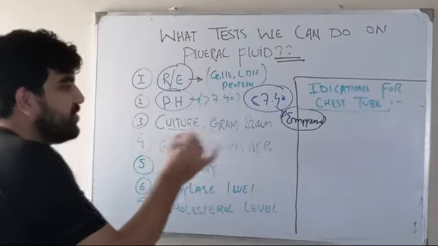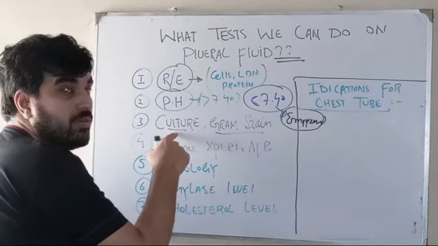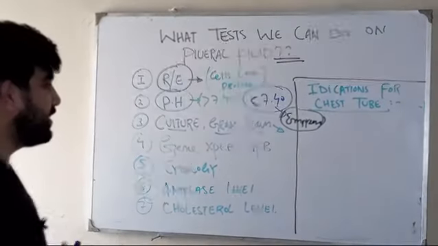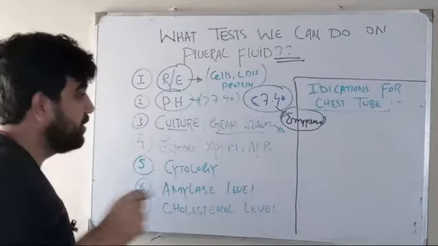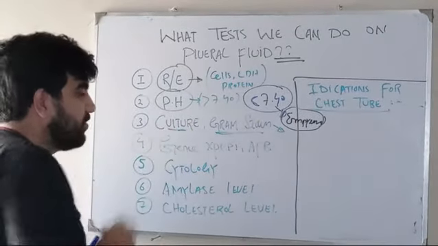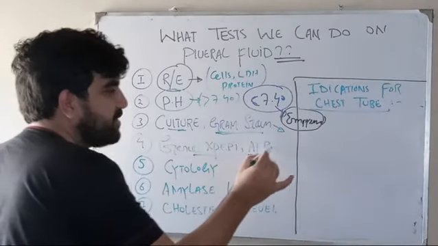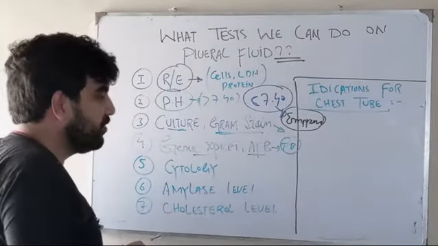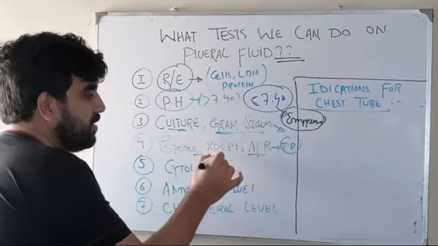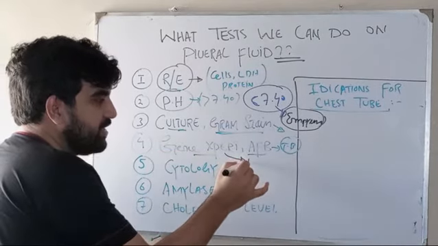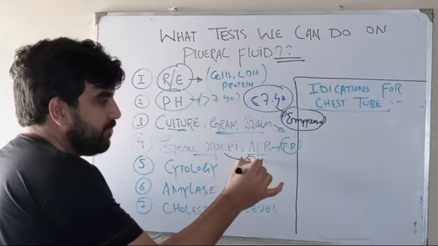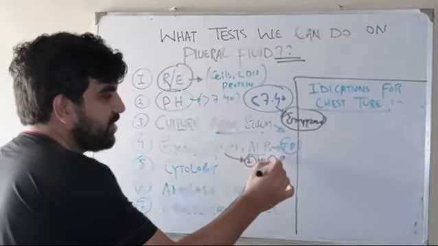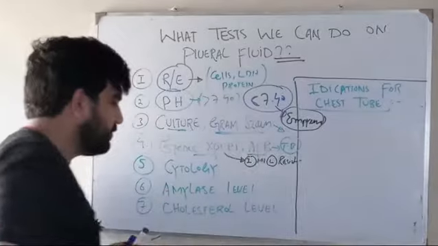Next thing we can do is culture or gram stain. If it is bacterial, it will show us the exact bacteria and sensitivity. Then the GeneXpert and acid-fast bacilli for tuberculosis. The GeneXpert can tell us whether there is mycobacterial infection or not, and the second thing, it can tell us about the resistance, whether there is resistance or not.